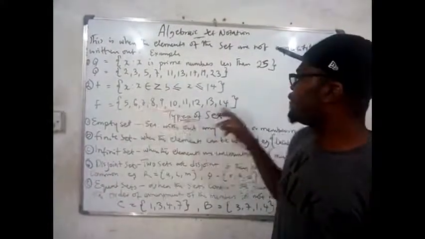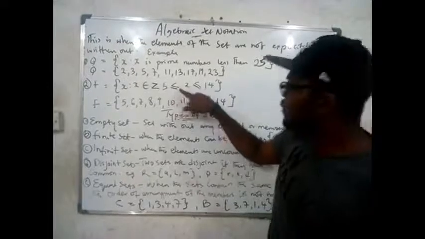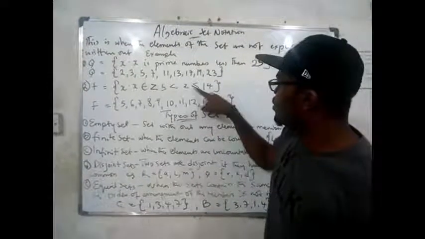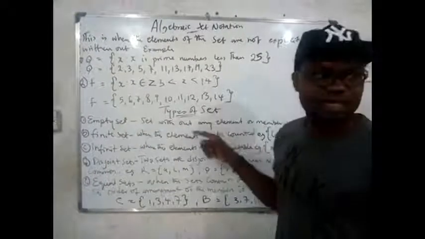Why is it that 5 and 14 are included? Because we have less than or equal to signs. If there was no equal to, if it's just less than, we would have had from 6 to 13. Is that clear?